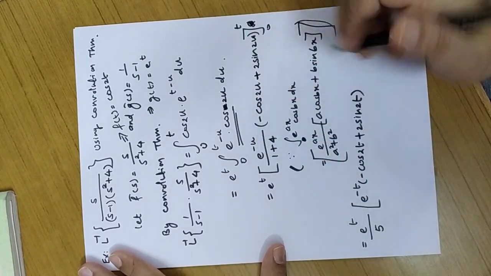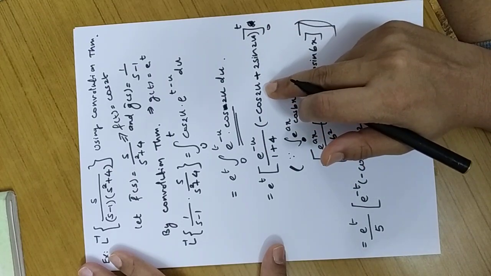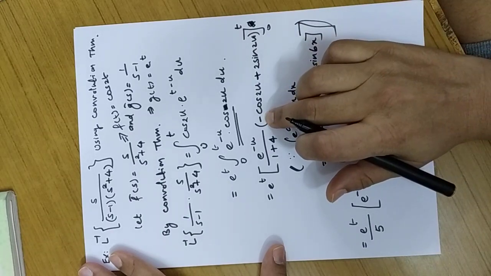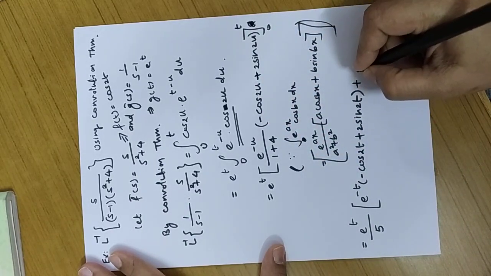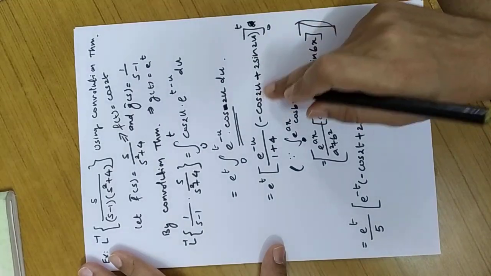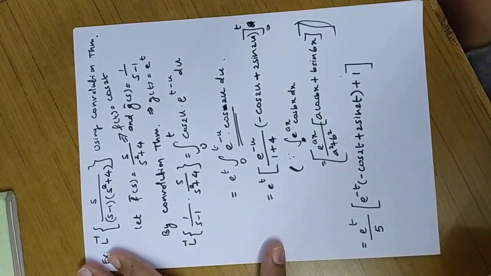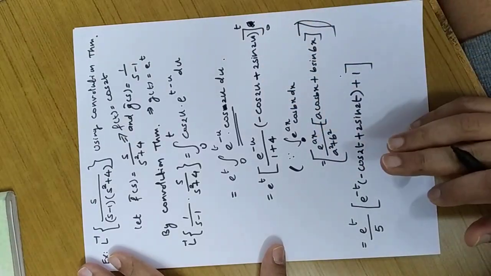Now think about lower limit. Replace u by 0. This term will be 1 minus cos 0, which is 1. Sin 0 is 0. So a minus sign is there, but we are putting the lower limit, so you can write minus minus plus 1. Okay, plus 1. Done. Clear? Because cos 0 is 1 and sin 0 is 0.